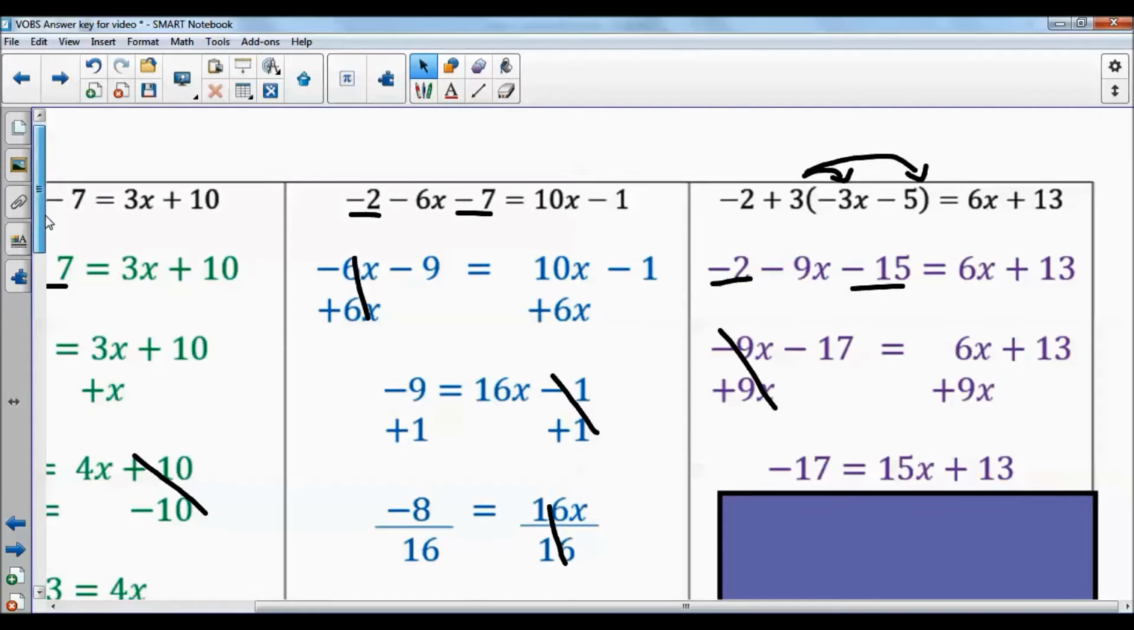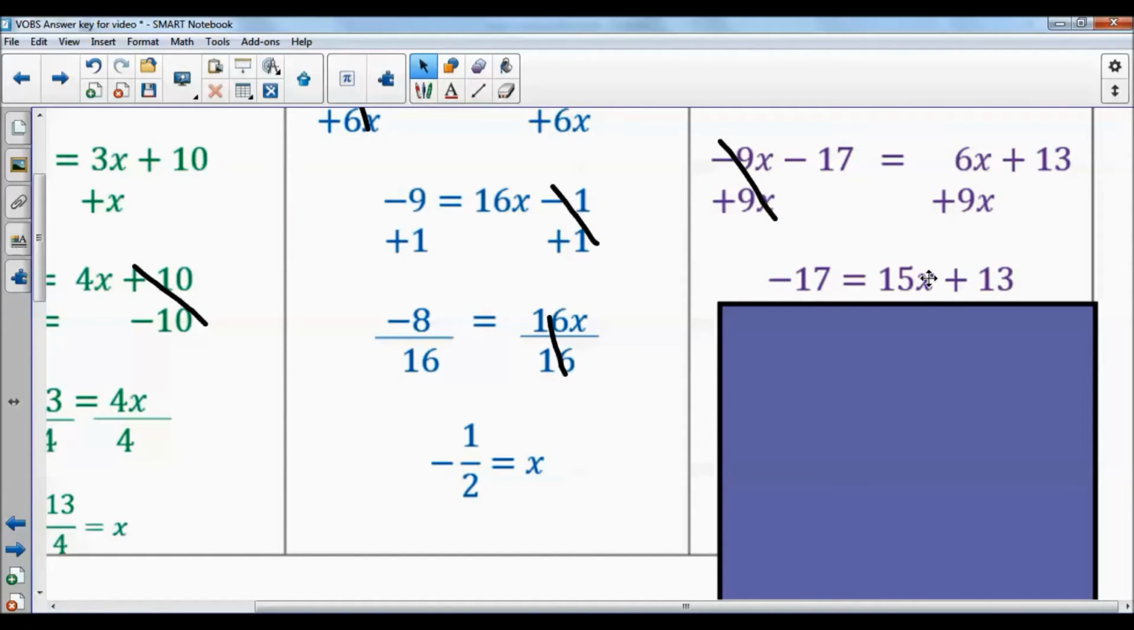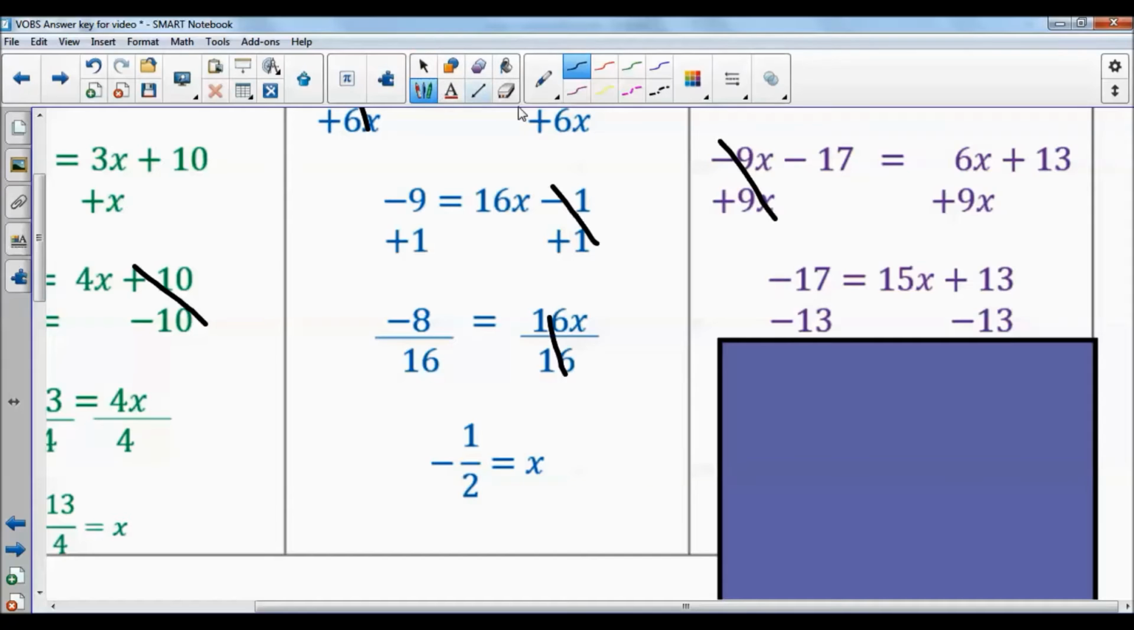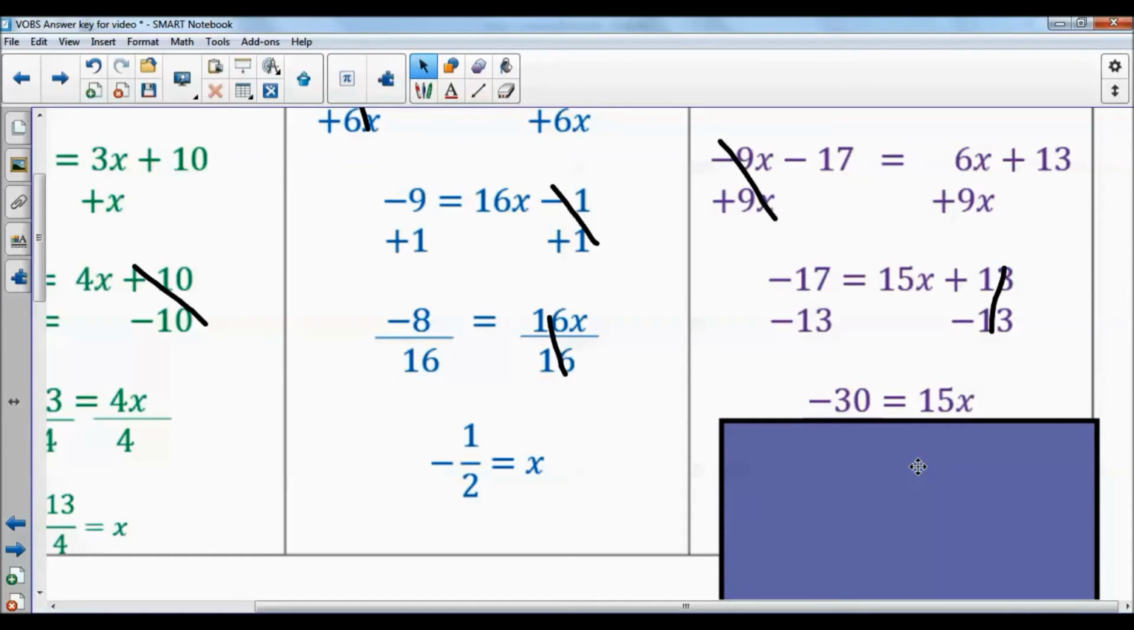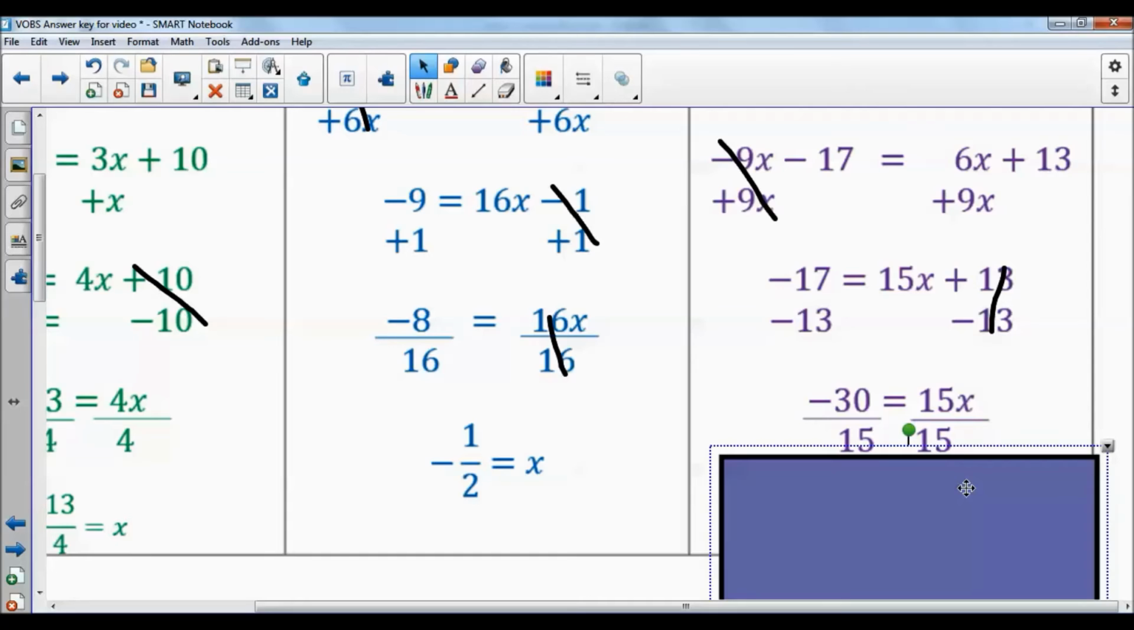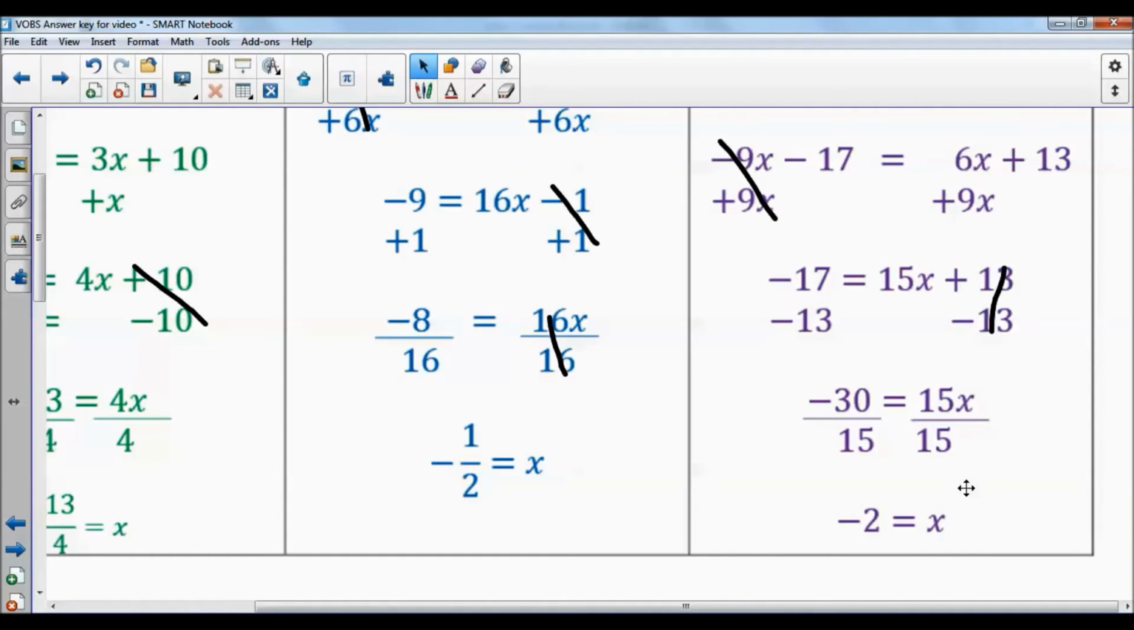And now we have a two-step equation. Again, we're going to get this x all by itself, so we need to get rid of this plus 13, and the way to do that is by subtracting 13 on both sides. Our 13's are going to cancel out, and I've got negative 17 minus 13 is negative 30 is equal to 15x. So then to get rid of that coefficient of 15, which is being multiplied, we're going to divide by 15. So then negative 30 divided by 15 is negative 2. So here our x is equal to negative 2.